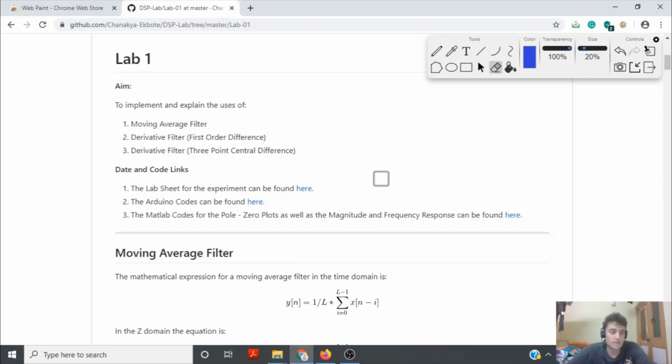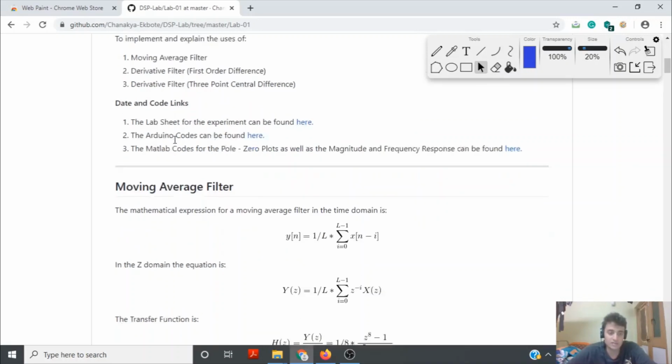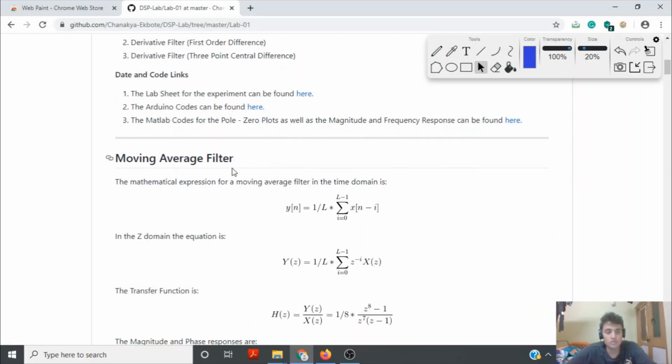So the aim of the first lab experiment is to implement and explain the uses of a moving average filter, a derivative filter, first order difference, and a derivative filter, 3-point central difference. So what is a moving average filter?